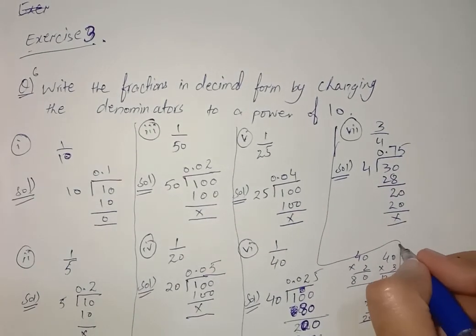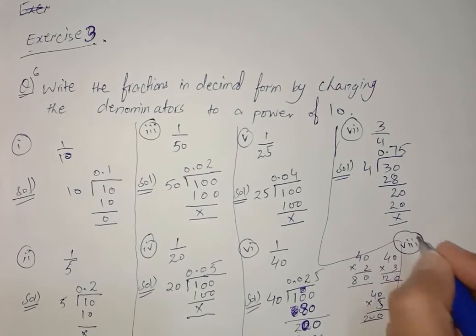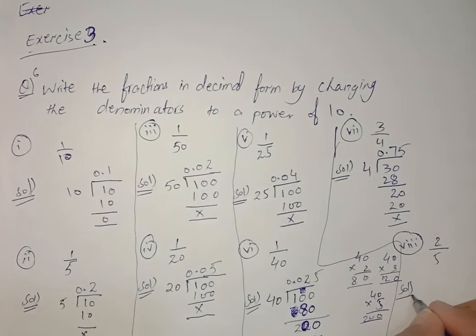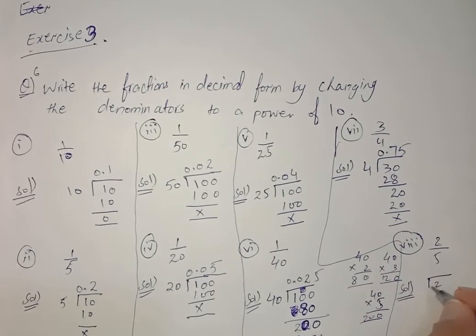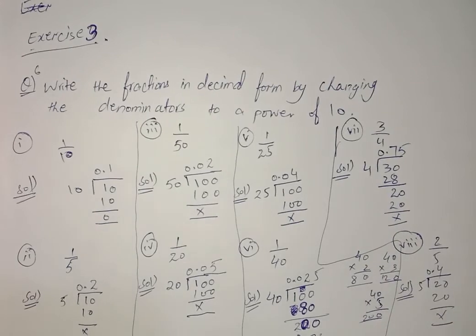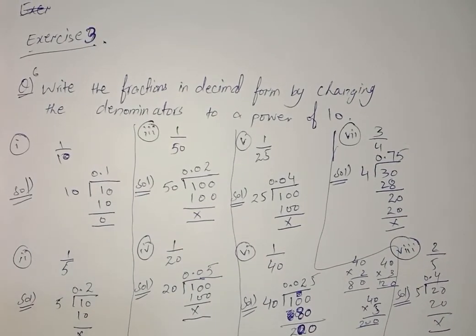Now move towards its last part, which is 2 by 5. 2 by 5, 0 point, 5 4s are 20. Simple.